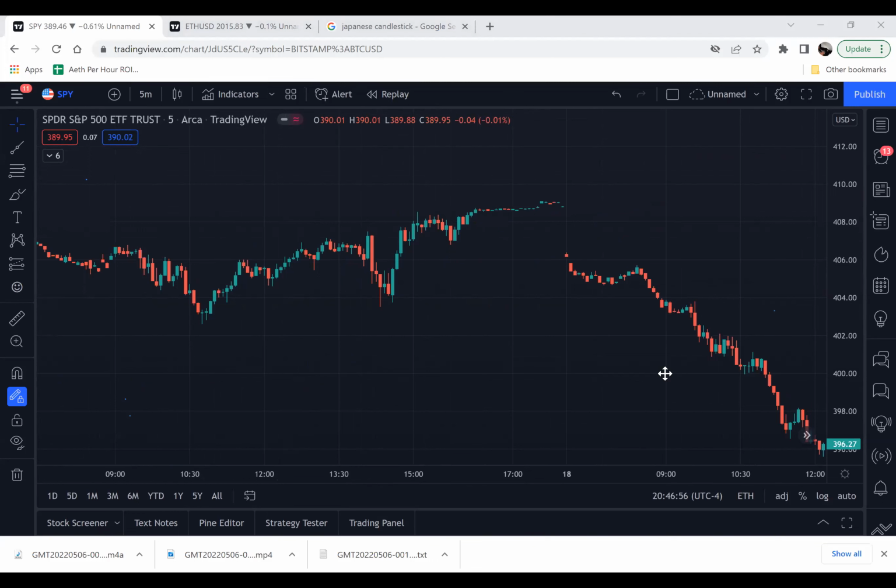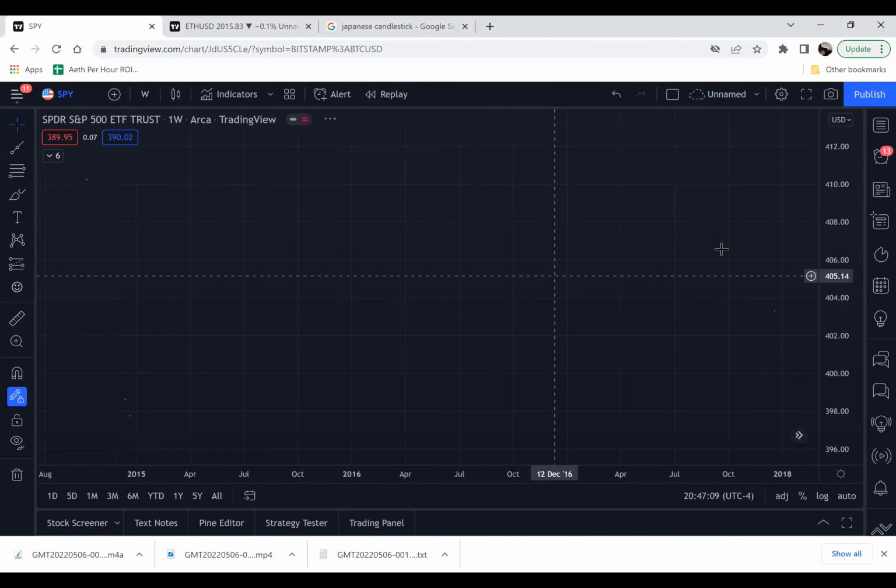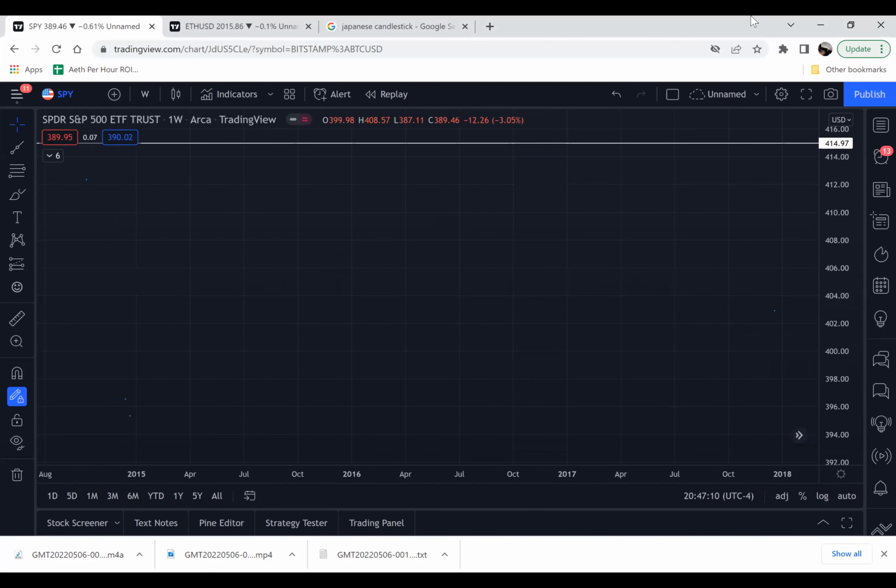Do you draw the trend lines first to see what the candles are doing? Yes, that's one of the first things you want to do. When you want to trade, I'm always going to look at the weekly, and I'm going to figure out my trend for that week or that day.